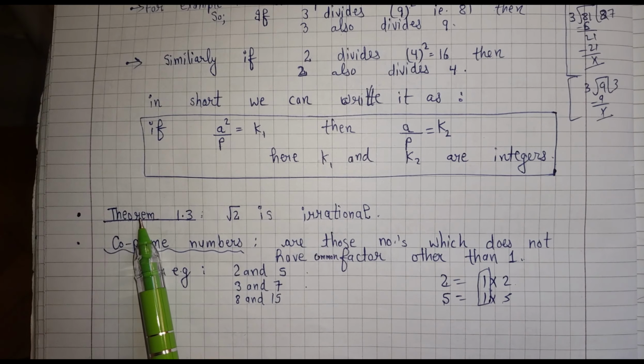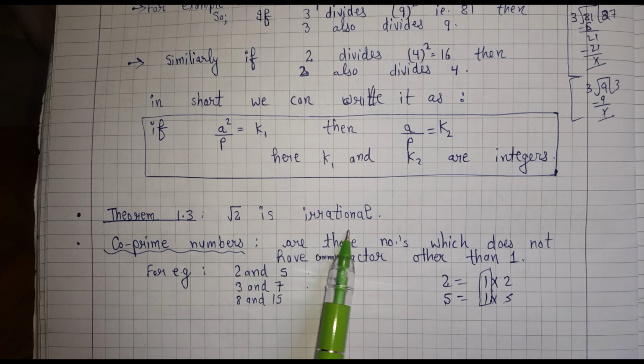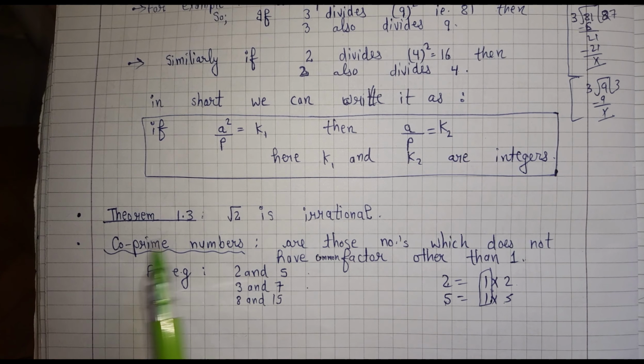Theorem 1.3. It states that root 2 is irrational. We are also going to use it, so remember this also.